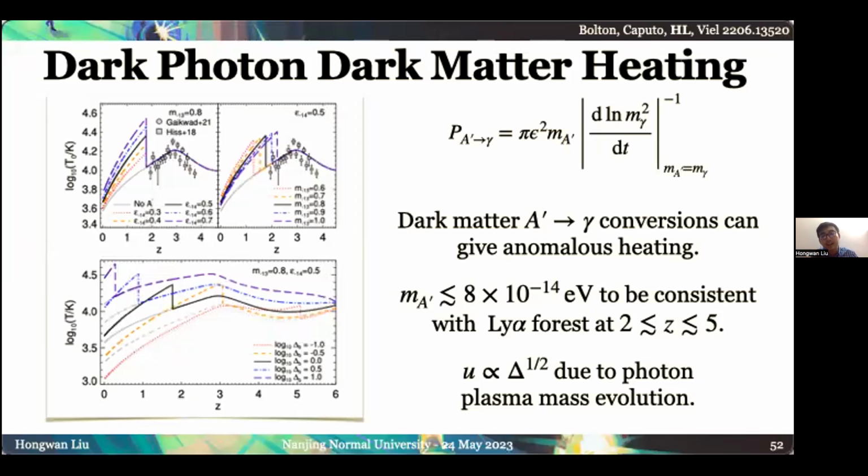And so what we find is that if you have a dark photon mass of something like 8 × 10^-14 eV, accounting for all of dark matter, then you will get resonant conversions into photons that are then absorbed, leading to heating, and you can get sufficient amounts of heating to bring the two data sets to be consistent with each other. And also you get a nice density dependence of delta to the half, which is very close to the delta to the 0.6 dependence that we needed in order to explain the data properly.